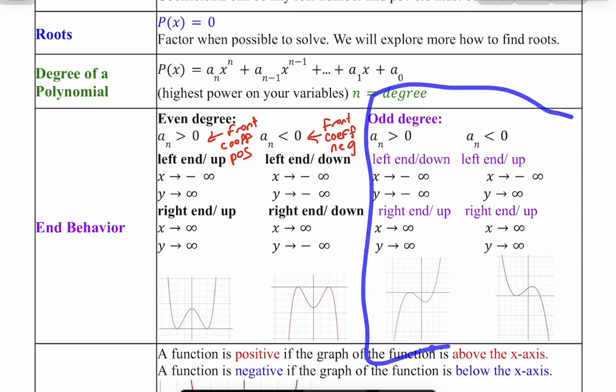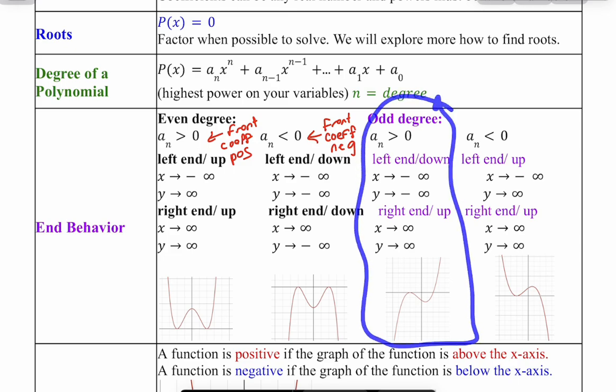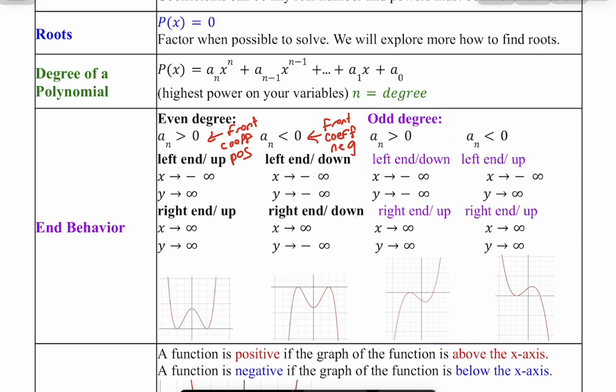Now let's talk about this side, an odd degree polynomial. Our cubic is a perfect example. If the front is positive, the left end goes down and the right end goes up. We know that's what happens to a cubic. Remember, our cubic goes whoop, left end down, right end up. That's exactly what happens to any odd power or odd degree polynomial where the front coefficient is positive. So all that front coefficient being negative does is flip it upside down.